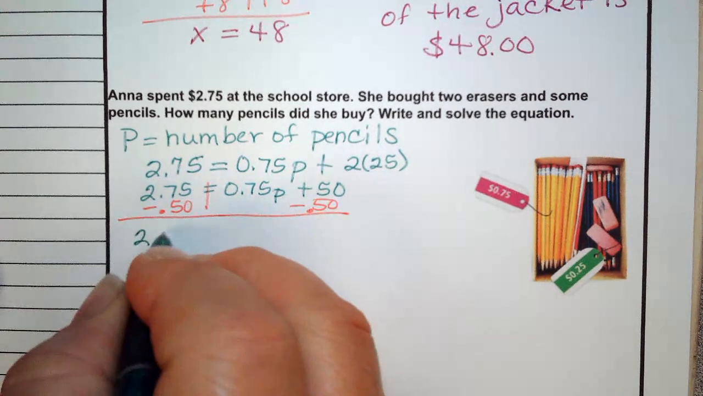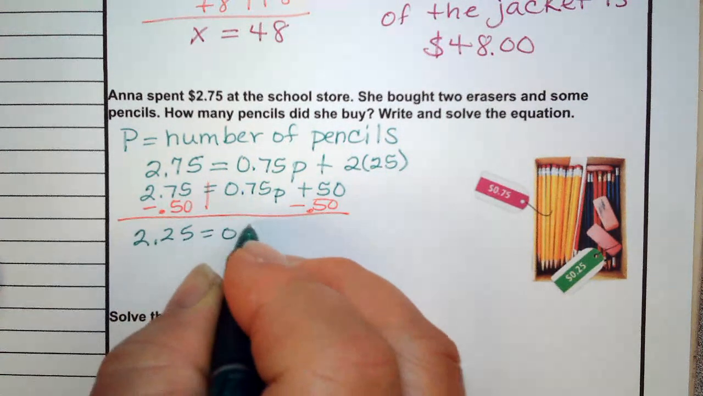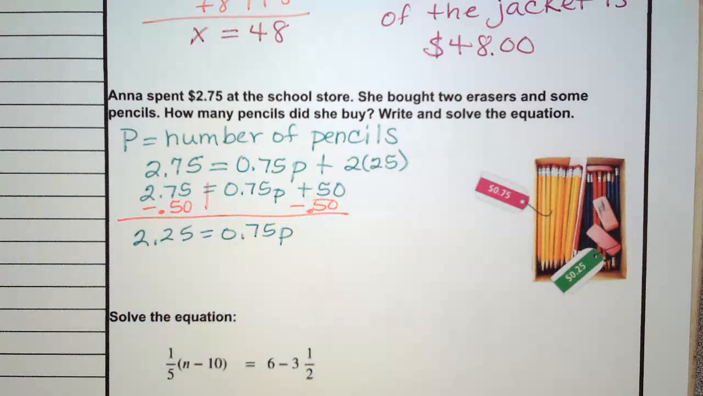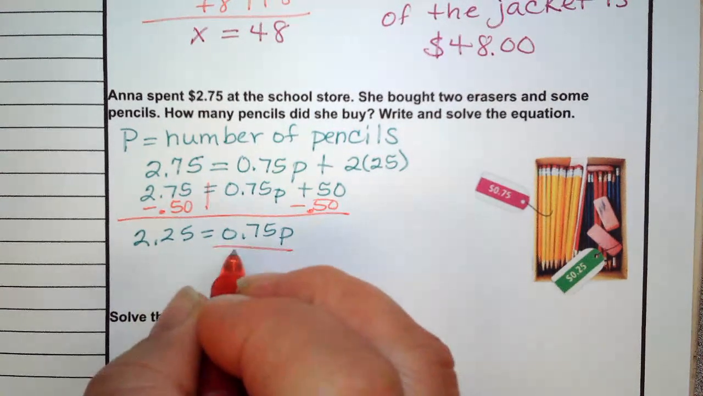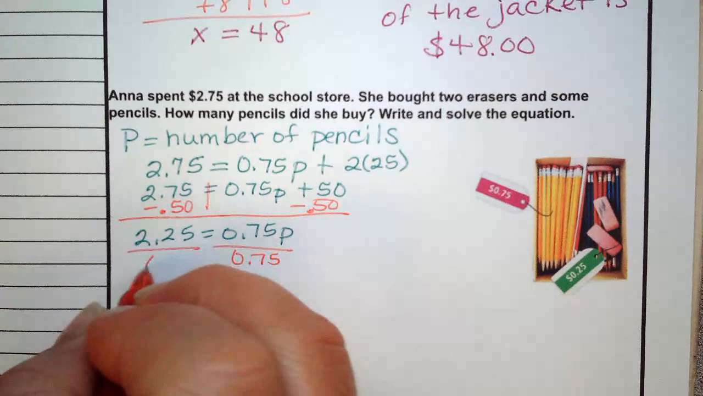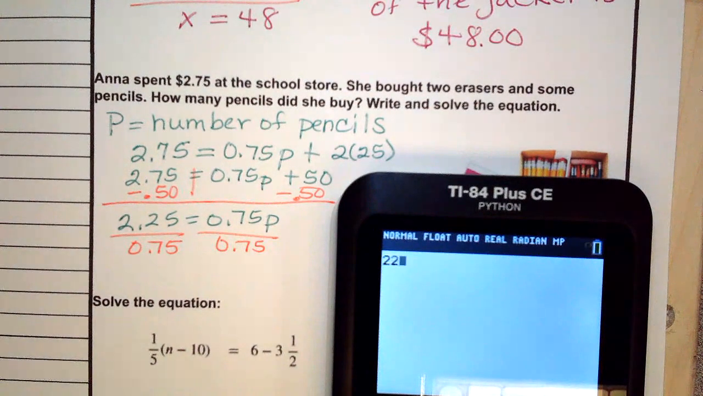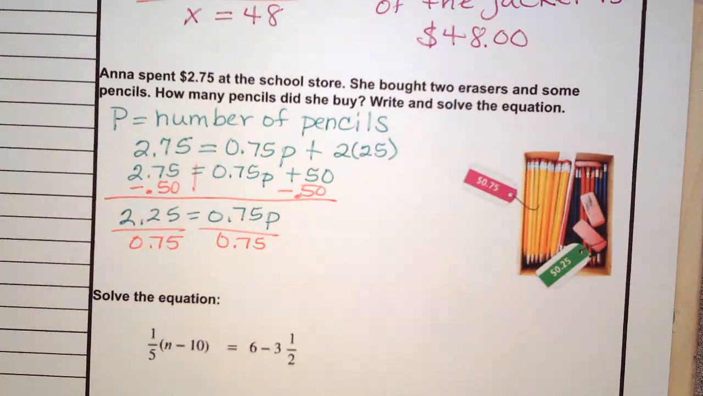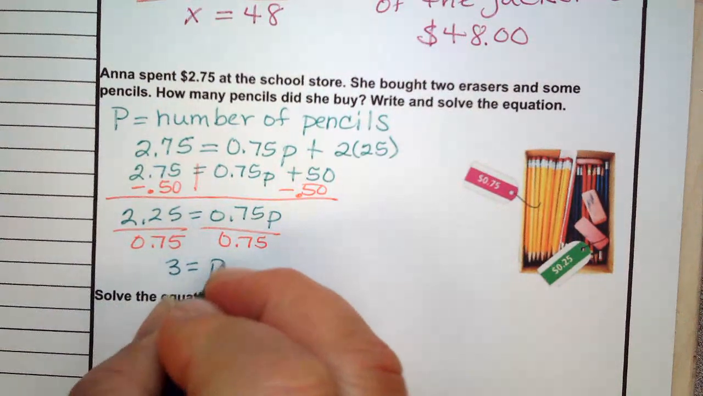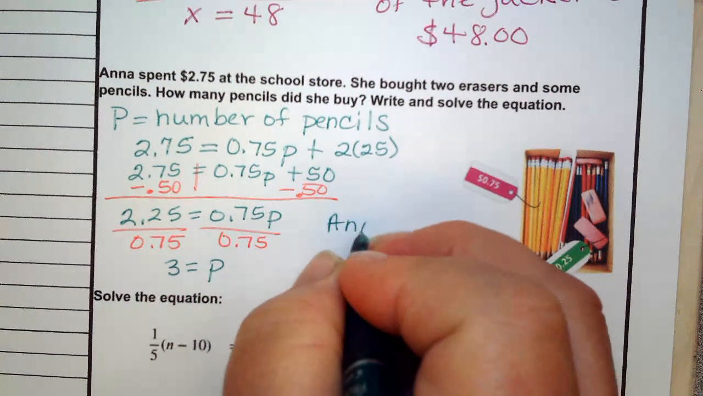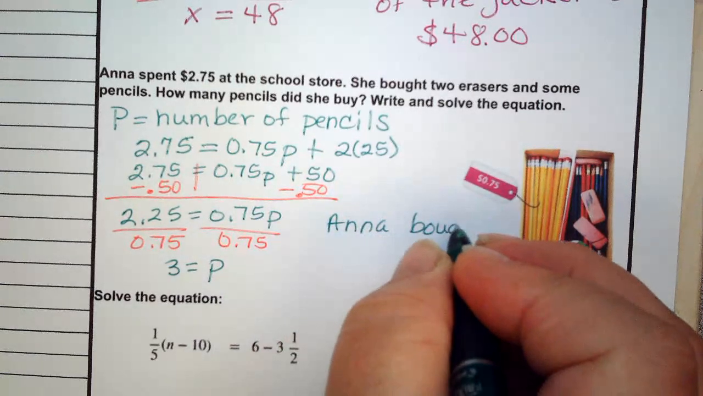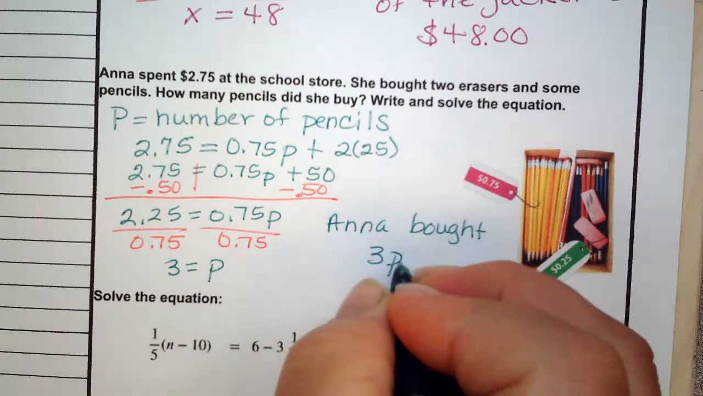So 2.25 is equal to 0.75p. Divide by 0.75. 2.25 divided by 0.75, and we end up with 3. Anna bought 3 pencils.